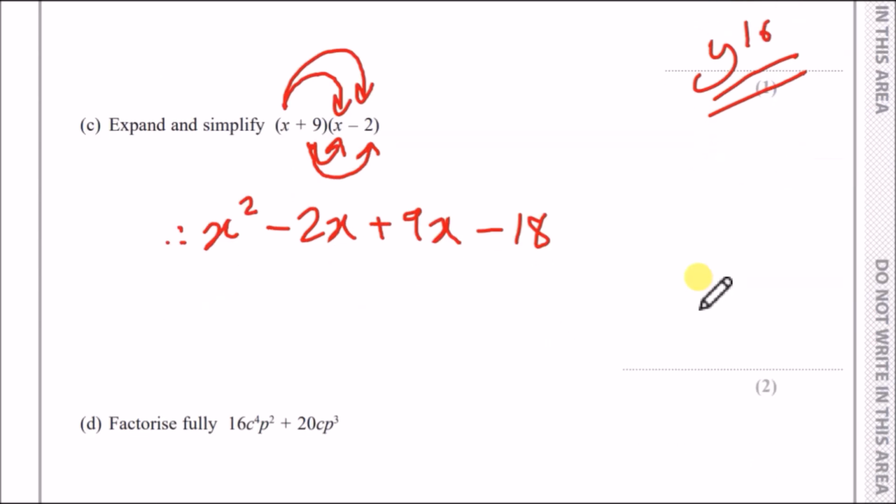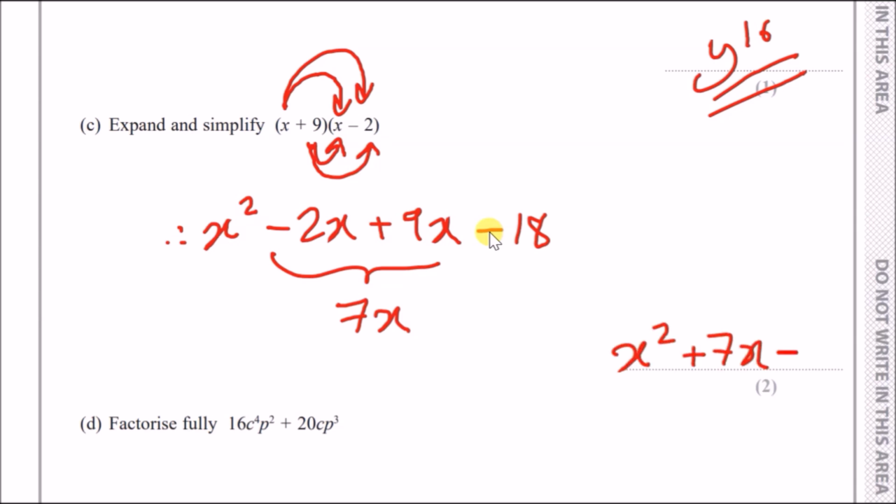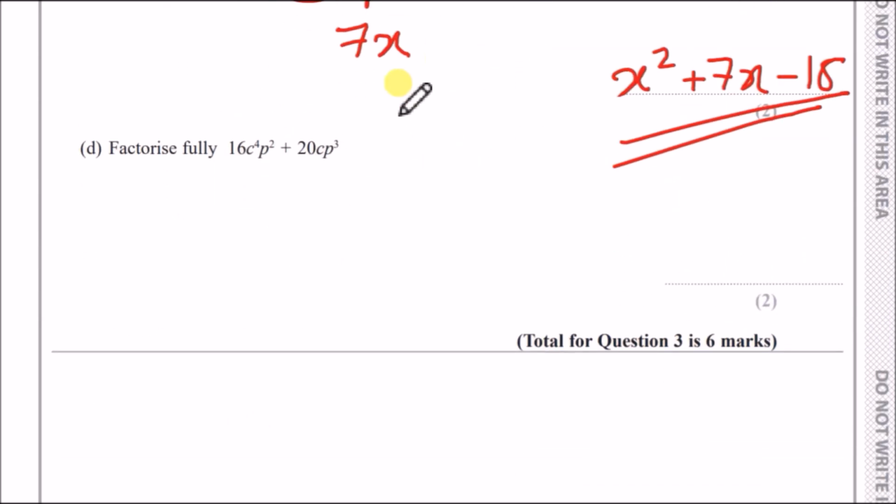And as always, you always have to tidy up the middle two terms. If you're not sure what minus 2x plus 9x is, just put that in your calculator. Write minus 2 plus 9, you're just going to get a nice 7x or just 7 in your calculator. And therefore, writing the whole thing out, you therefore go x squared plus 7x minus 18. And for D, factorize fully that expression.